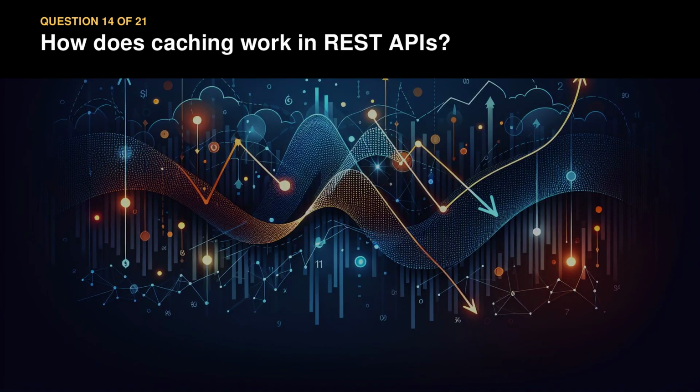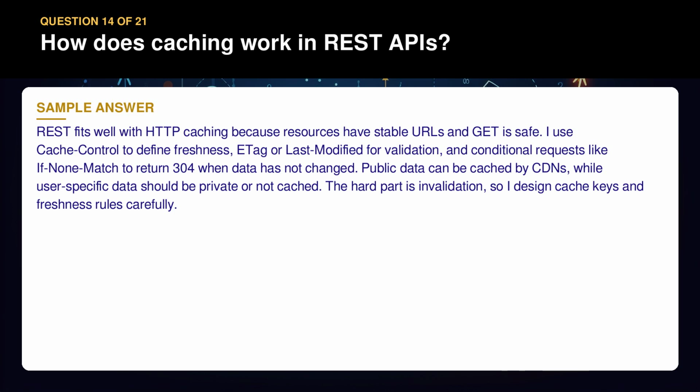How does caching work in REST APIs? REST fits well with HTTP caching because resources have stable URLs and GET is safe. I use Cache-Control to define freshness, ETag or Last-Modified for validation, and conditional requests like If-None-Match to return 304 when data has not changed.